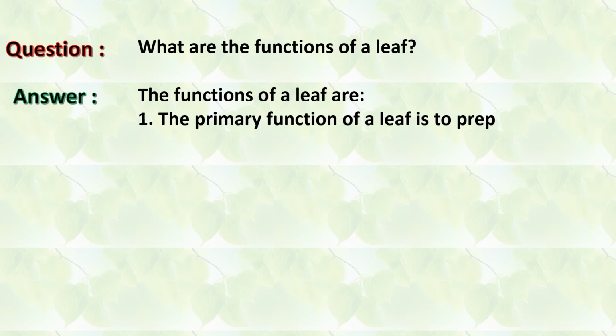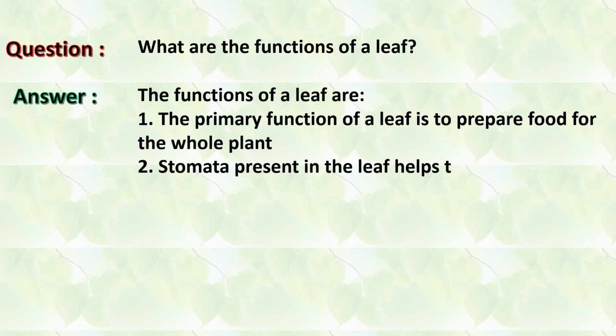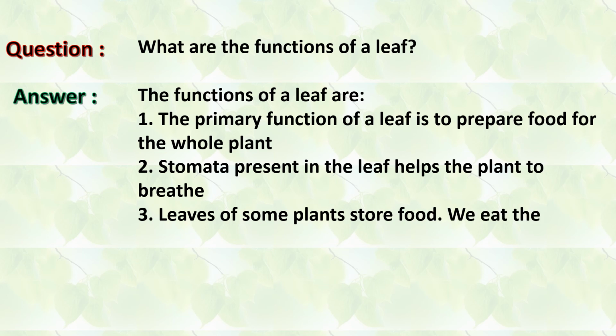Question. What are the functions of a leaf? Answer. The functions of a leaf are: the primary function of a leaf is to prepare food for the whole plant. Stomata present in the leaf helps the plant to breathe. Leaves of some plants store food. We eat them as vegetables.